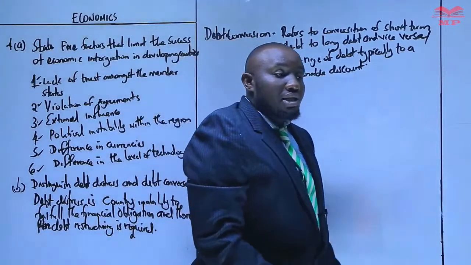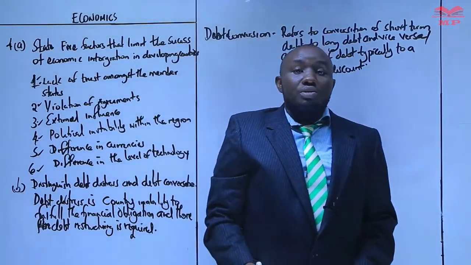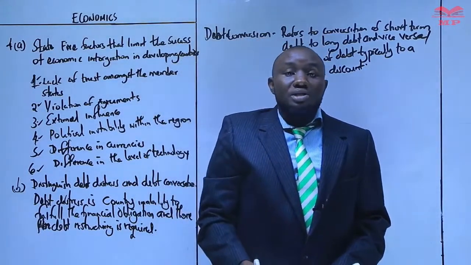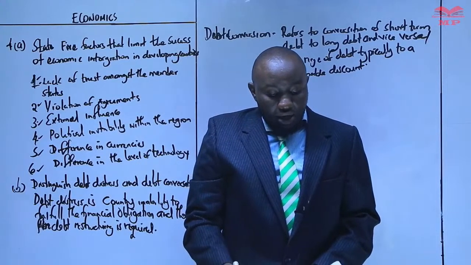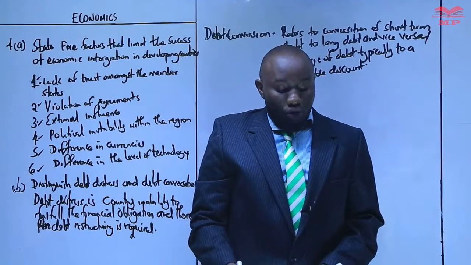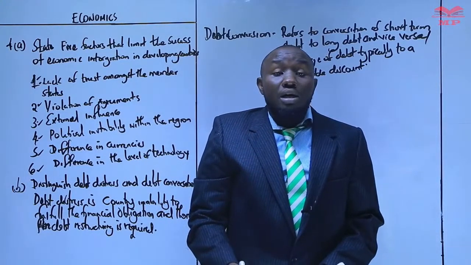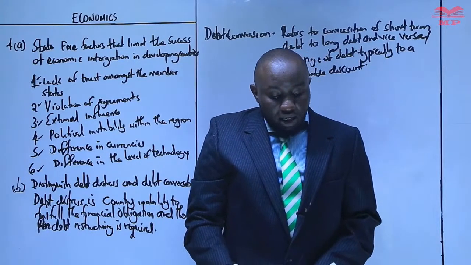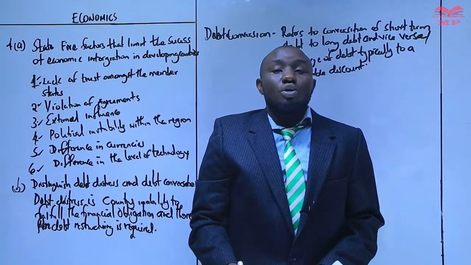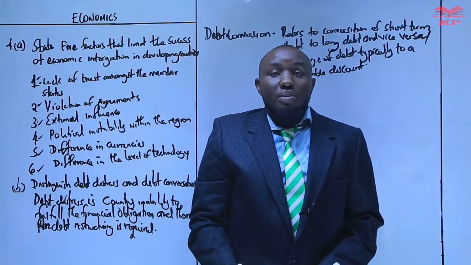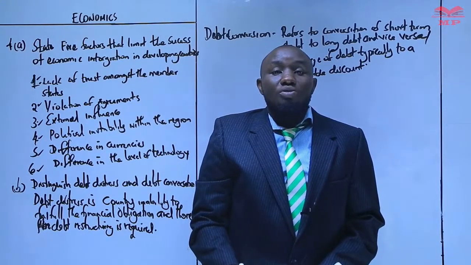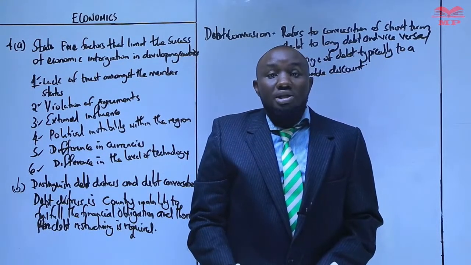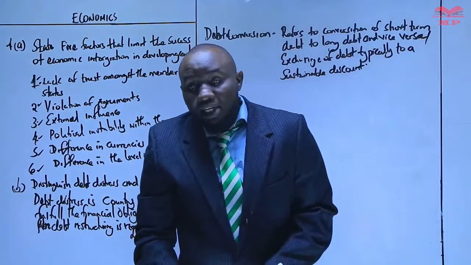And very important to understand on these very questions is that if the marks allocated are 4, it implies that once you define debt distress, that should account for 2 marks, and debt conversion should also account for the other 2 marks. And that's a question that is doable and manageable.